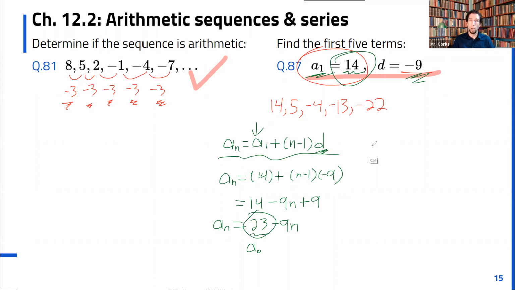So we could have gotten that without using the formula. Just do the opposite of subtracting 9 one time, and that would have given us our 23 over here. And that's what the constant will be for this term. That's kind of a shortcut, but if that doesn't make sense, then just use the formula, substitute in the numbers, and we'll get it.